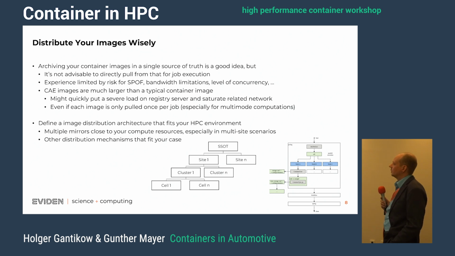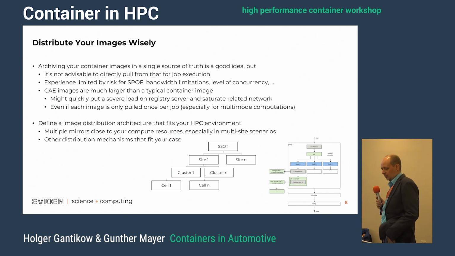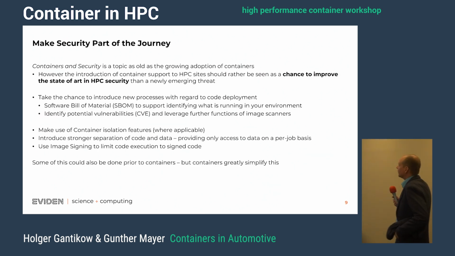This is also something I'd be interested to learn: what the large-scale HPC sites are doing and how they're implementing their image distribution approach. Because I think you did the math that in the worst case scenario, you would pull 60 terabytes per day from a registry server, which is just a bit obscene for those who typically provide this kind of service for microservices, and the CAE container is a quite different thing.